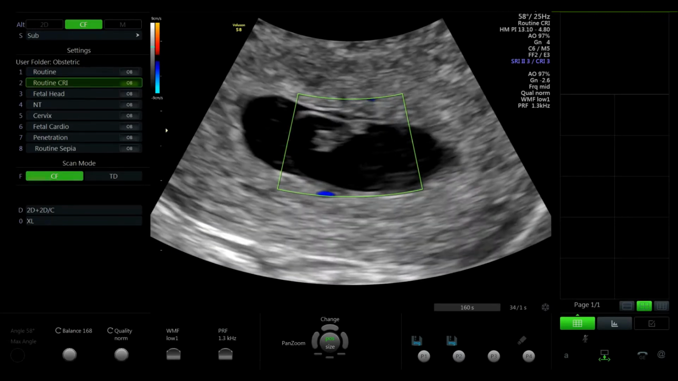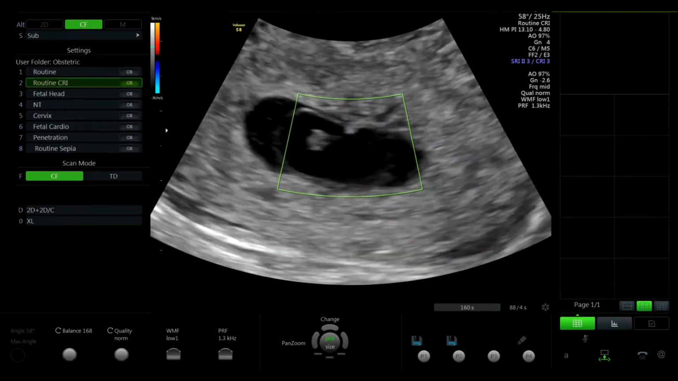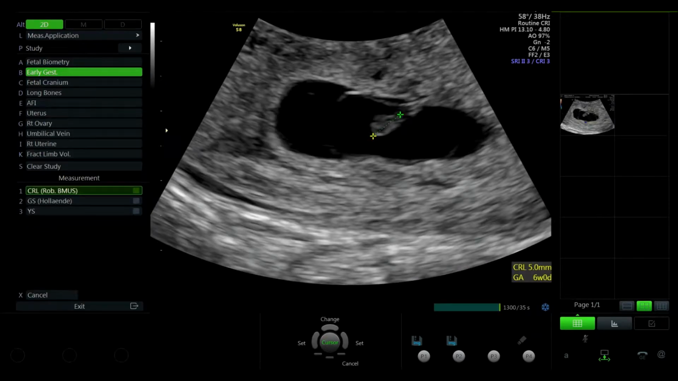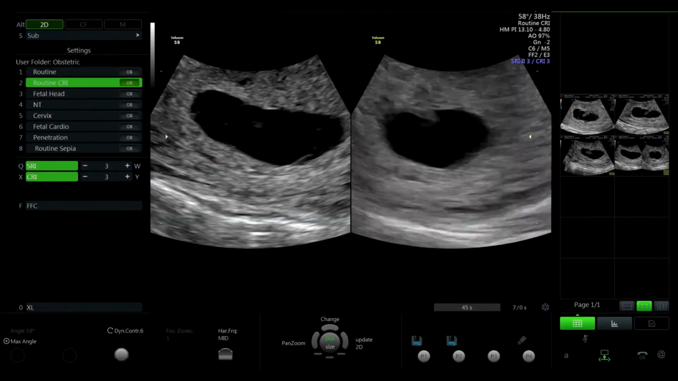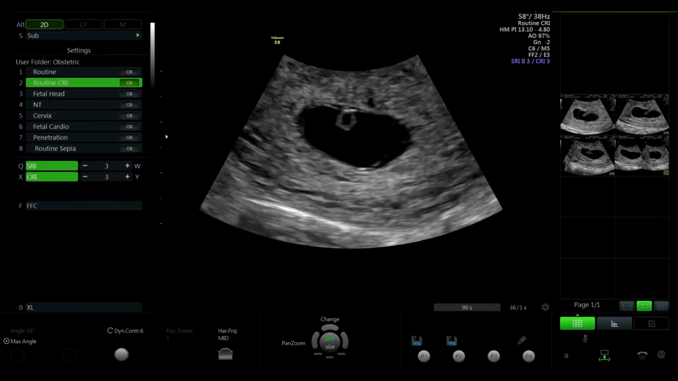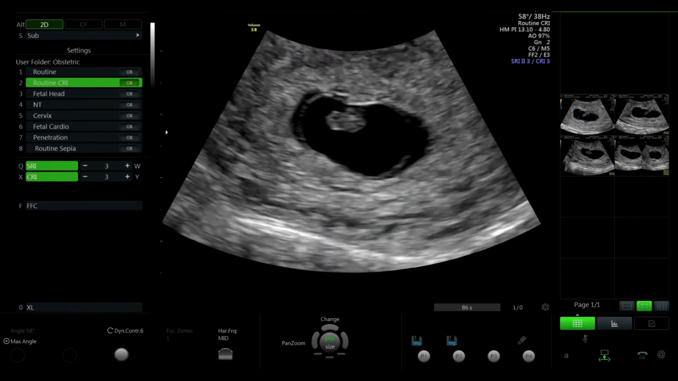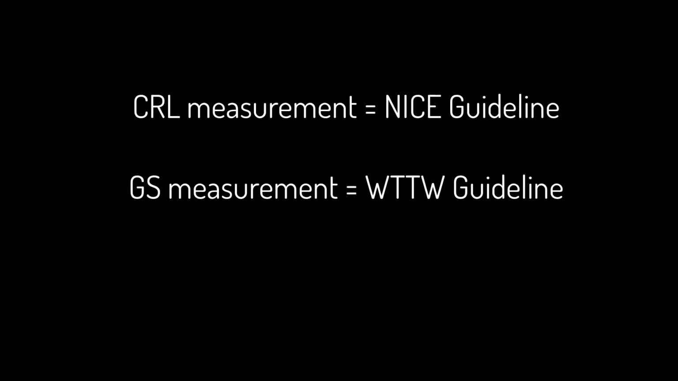When the sonographer sees there is no heartbeat, then they must measure the embryo and the gestation sac. If no embryo and just a yolk sac, just measure the gestation sac. The measurement of the embryo is a nice guideline. The measurement of the gestation sac is a window to the womb guideline.